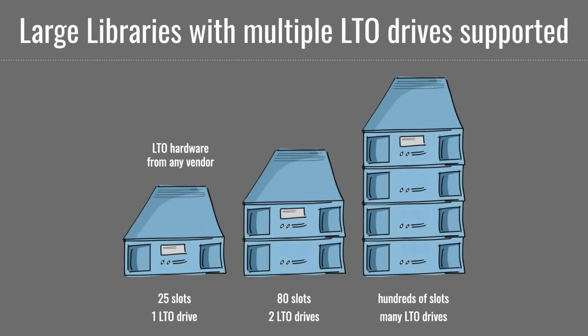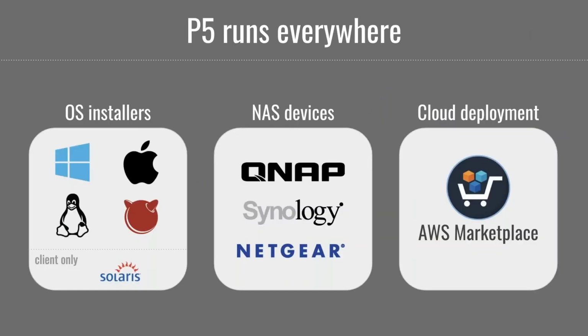The tape support, I just wanted to point out that you can start with something like a 25-slot LTO library, but we are able to scale to large libraries with hundreds of slots and multiple LTO drives, and we can do things like cloning across multiple drives to give you redundancy of the data that you're archiving. So we have very advanced and sophisticated tape support.